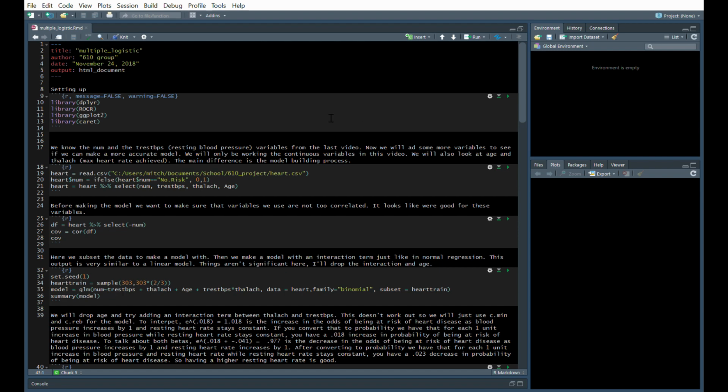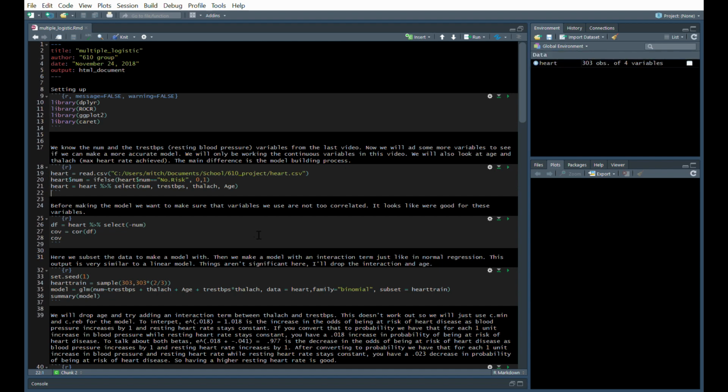So we already know the num and trestbps variables, but if you don't remember, num is their risk of heart disease and it's a 0 or a 1, and trestbps is just blood pressure. We'll also add some new variables to see if we can make a more accurate model. We'll only be working with continuous variables. So this time we're going to look at age and we're going to look at thalach, which is the maximum heart rate achieved by someone. So let's just get these loaded in here.